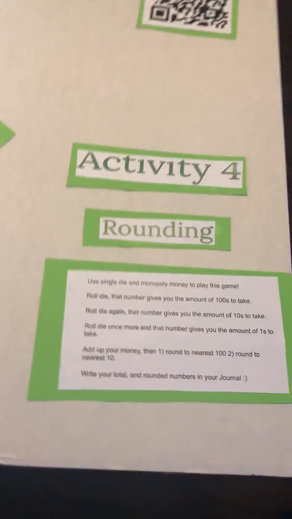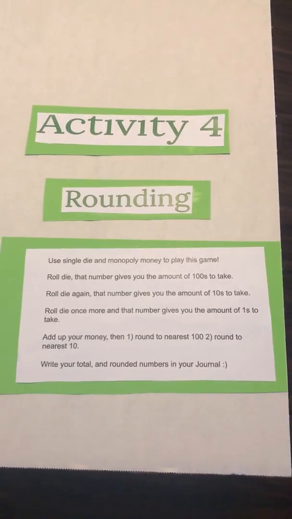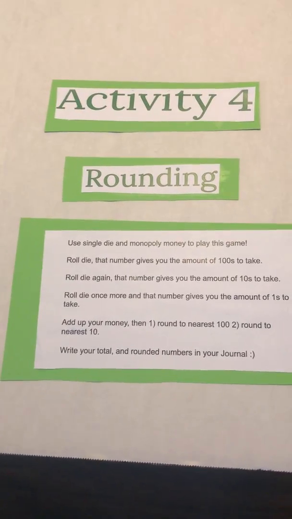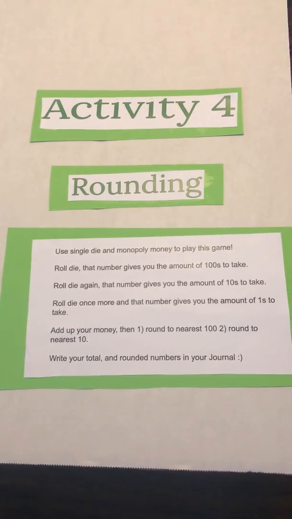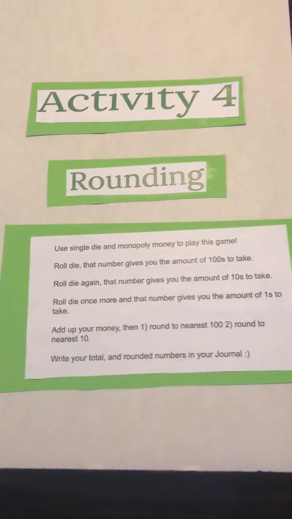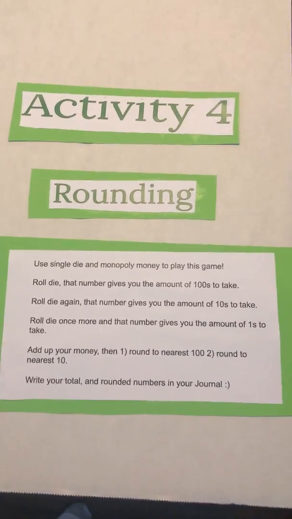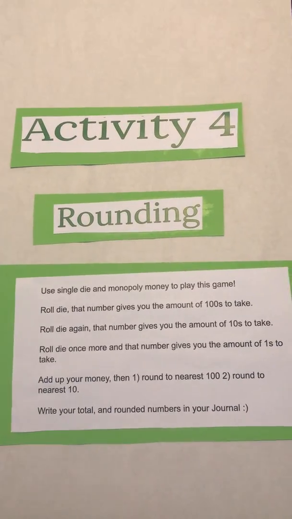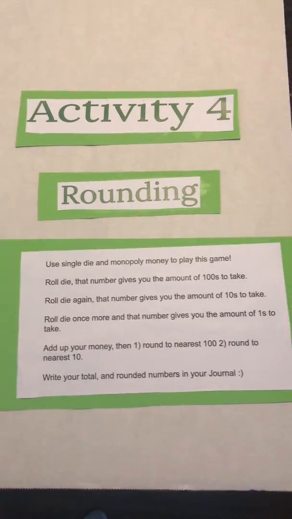And lastly, activity four is about rounding. This was a fun one. I thought the kids could make it into a game. So using dice and Monopoly money, or just fake money, students will roll the dice. The first time you roll it, that'll give you the number of hundreds you grab.